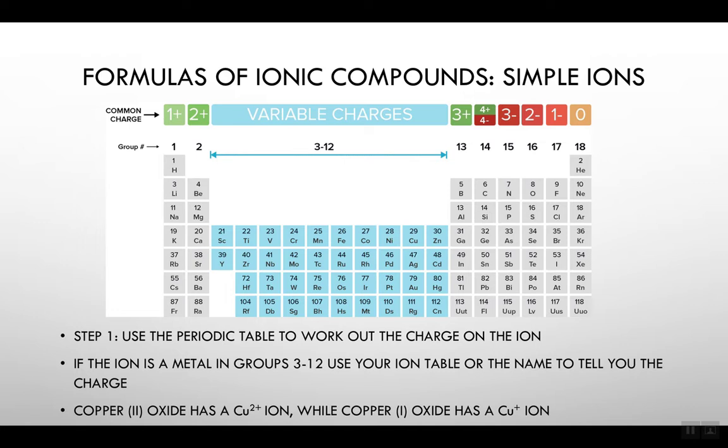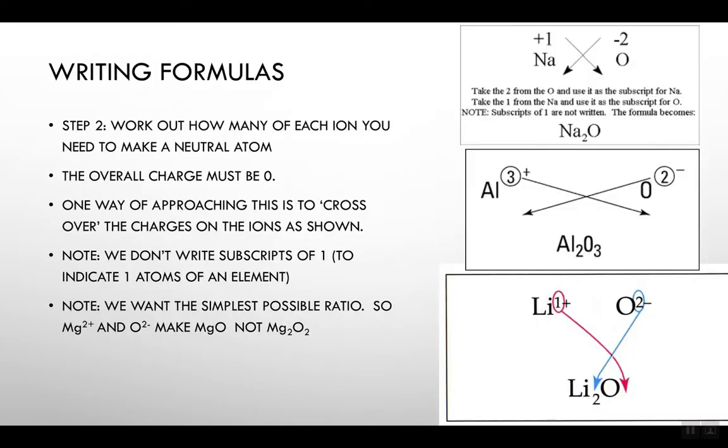So in your data book there's an ion table, it tells you the charges on those ones commonly, or if it's given you the name, so if it says the name copper brackets 2 oxide, that means the copper has got a charge of 2+. Whereas if it's copper 1 oxide, then the copper in that case has a charge of 1+. So look out for those Roman numerals in brackets.